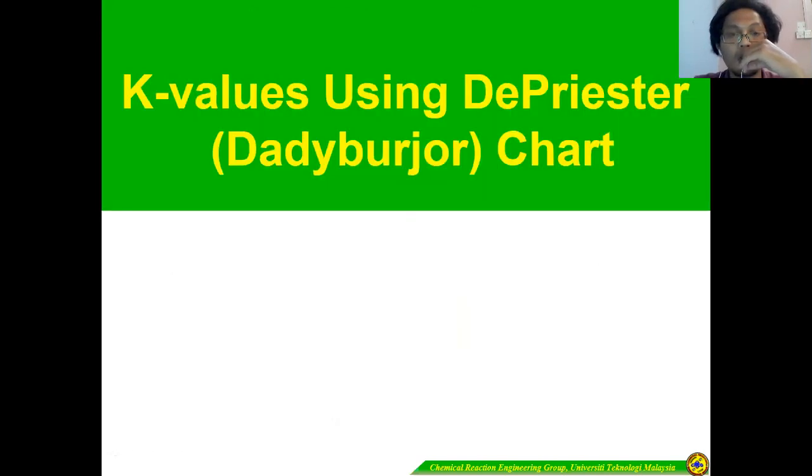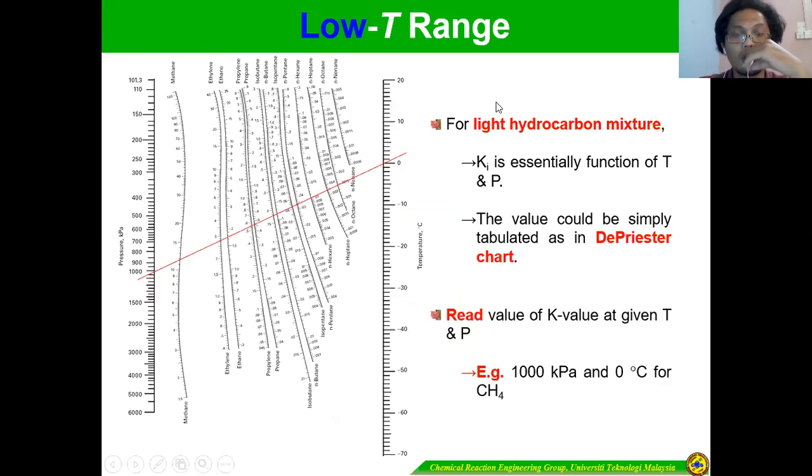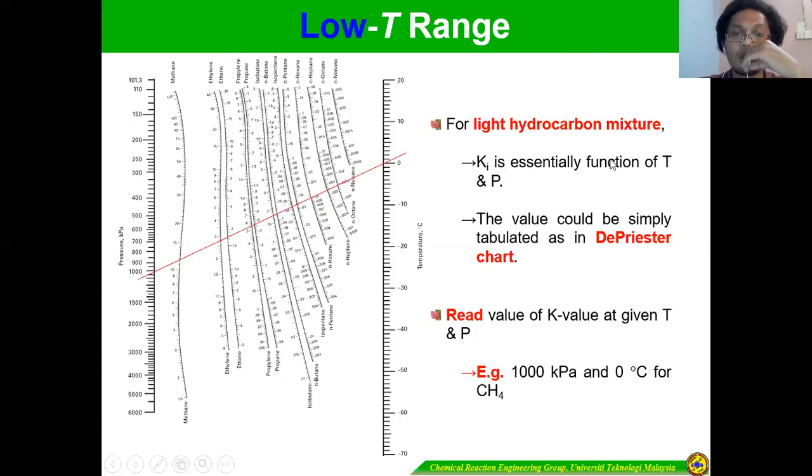So the K value we can determine from the DePriester chart. We also call it the DePriester chart. This is the chart, for example, for a hydrocarbon mixture. Ki is essentially a function of temperature and pressure, and the value could be simply tabulated as in the DePriester chart. Hydrocarbon mixture means methane, ethylene, ethane, all these aliphatic components.